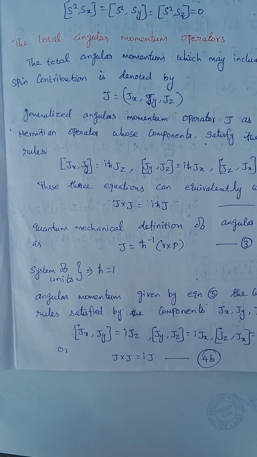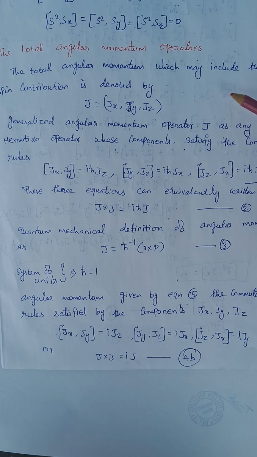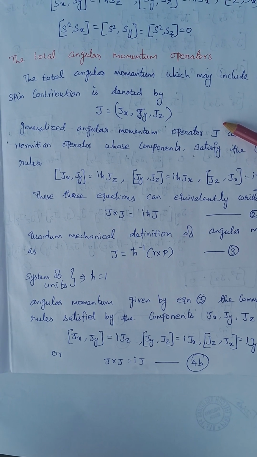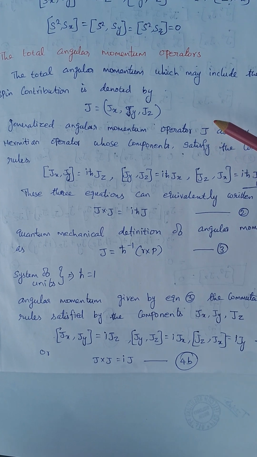Welcome to Triple S Physics, the total angular momentum operators. The total angular momentum operator can be denoted by the symbol J. So for three different axes, Jx, Jy, Jz.